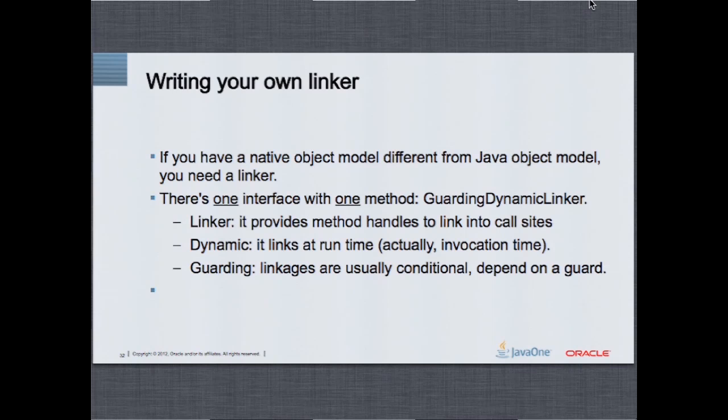Normally, if you have your own language runtime, you will need to write a linker. There is an interface for that. It's named GuardingDynamicLinker. It's a long name, but it's guarding because you normally specify two methods in a linkage, a guard and an actual method, as I showed you. And it's dynamic because it runs very late in the invocation process. Basically, it runs for the first time a particular invokedynamic instruction is called with that object type at that call site not yet having been seen. And, well, duh, it's a linker.